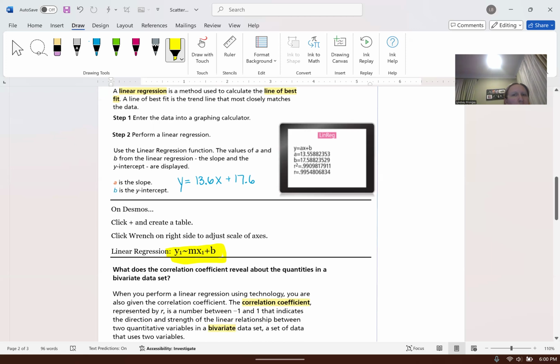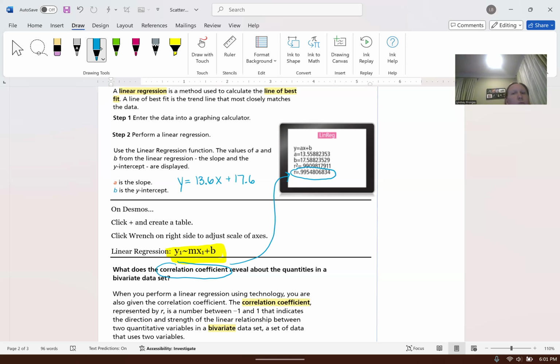So now there's some other things on this calculator screen. One of them is the correlation coefficient. The correlation coefficient is going to be that R, this one right here. The correlation coefficient tells you how closely your data models a line in this case, or models whatever type of thing you were asking it to model.